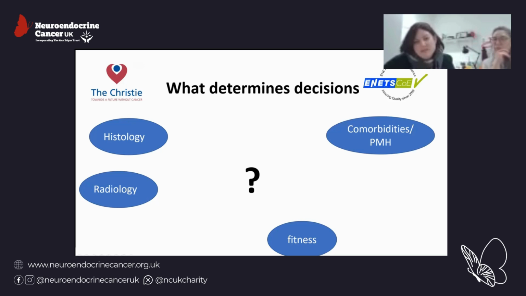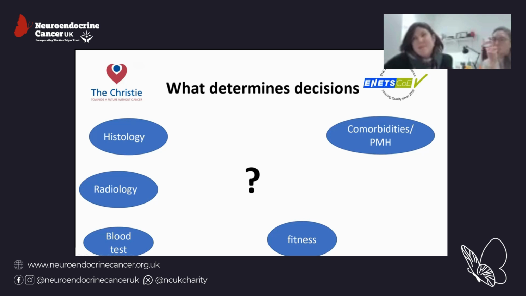Other things we consider is the comorbidities. So we would look at if patients have got a cardiac history, you would be worried about offering treatment like capecitabine because it can have an effect on your heart and can cause problems with angina and heart attacks. So that can guide us.